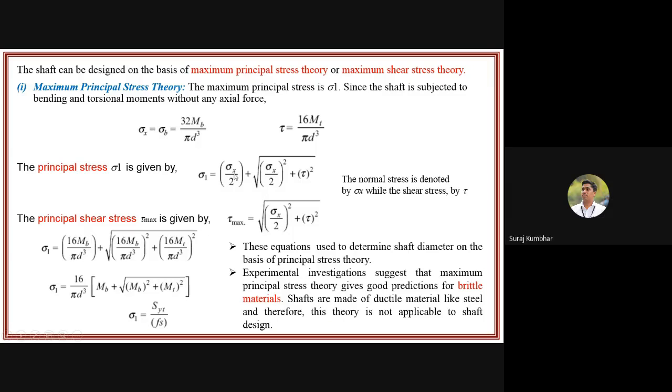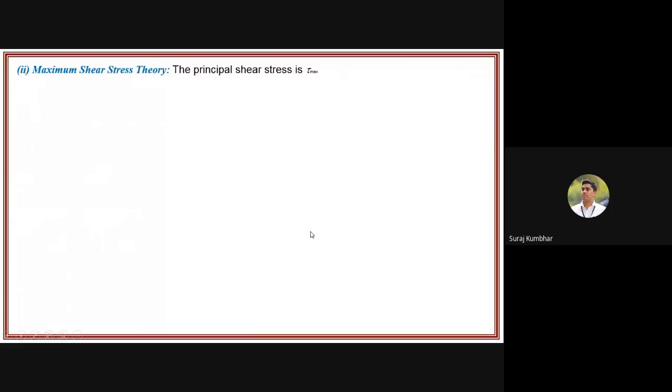So sigma x is 32 Mb by pi d cube, divided by 2, that is (16 Mb by pi d cube) whole square, plus tau, which is (16 Mt by pi d cube) whole square. So same here we have done. Now which term is common? 16 upon pi d cube is the common term, and since it is squared, the square and square root get cancelled. So 16 upon pi d cube comes outside, and the part under the square root is Mb square plus Mt square.